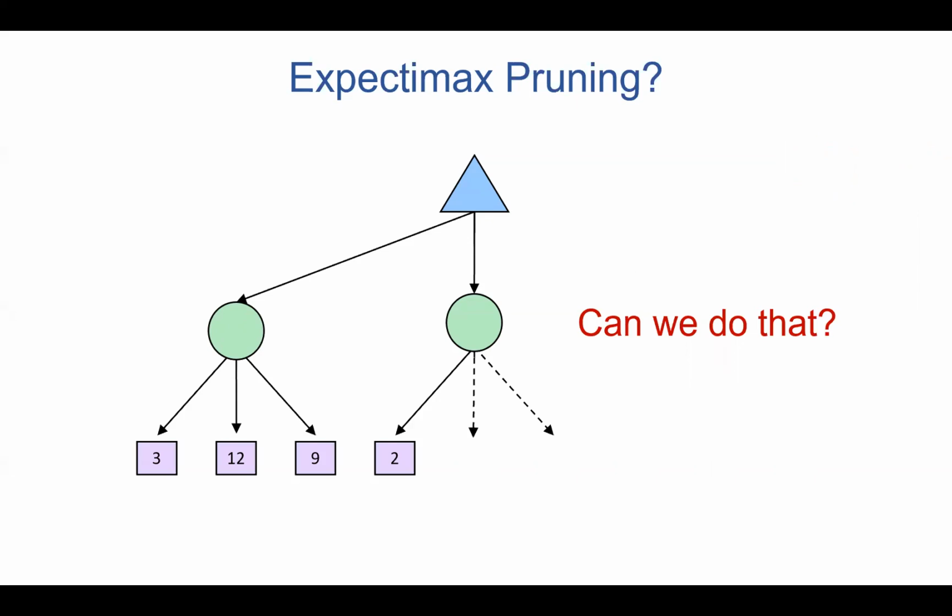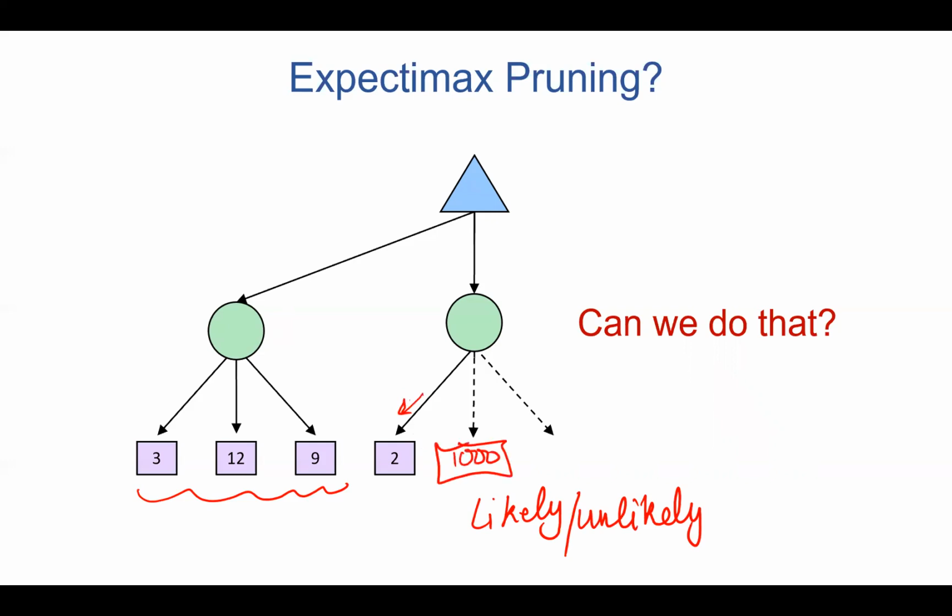Exactly. Okay. Every single node in here is either likely or unlikely with a certain probability, so we cannot exclude or ignore any node. Suppose that we have selected the average here, which is 8. As soon as we get here, what if this number was 1,000? What if this number was 5,000? Then this average would have been much greater than this one. So we cannot do pruning.